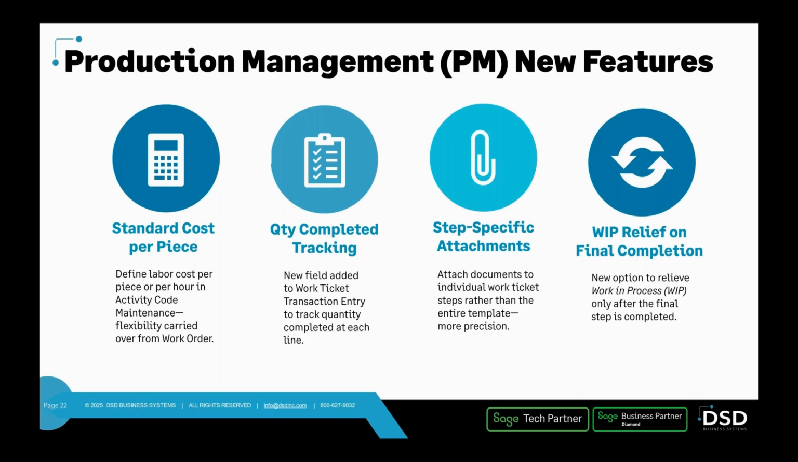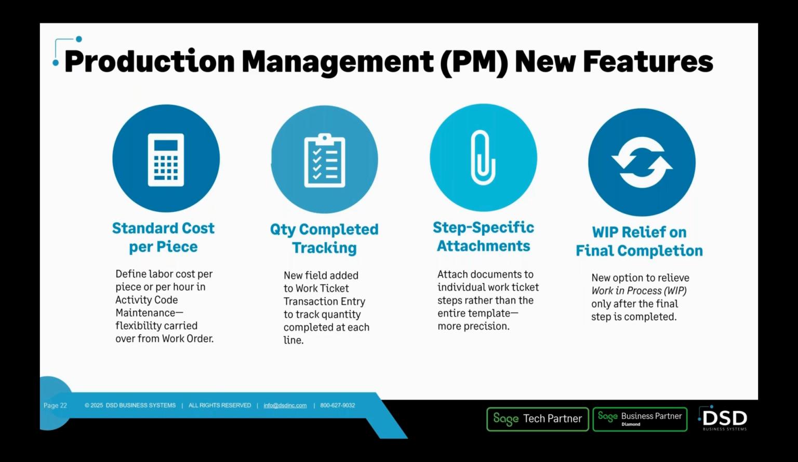Quantity completed tracking. There's a lot of manufacturers who create work orders and complete them incrementally, a few at a time. They might have a work order for 100 and be completing 10 at a time, for example. And it's nice to know how many you have completed when you're doing completion transactions in order to avoid over completions or under completions. So this is one of those common sense features that Sage has added.